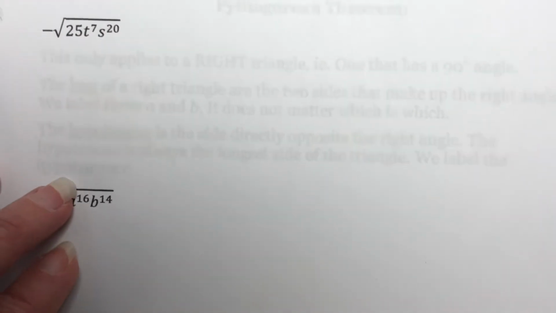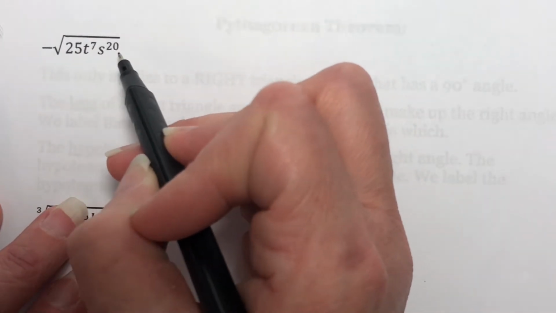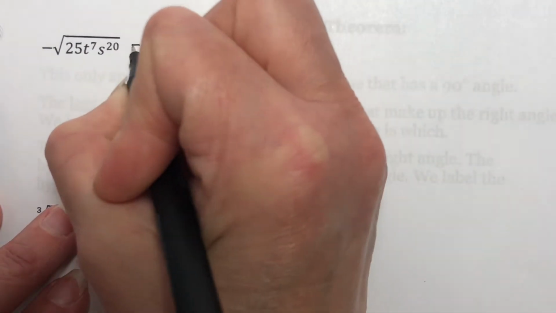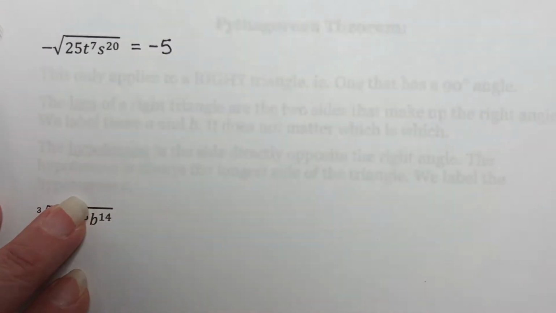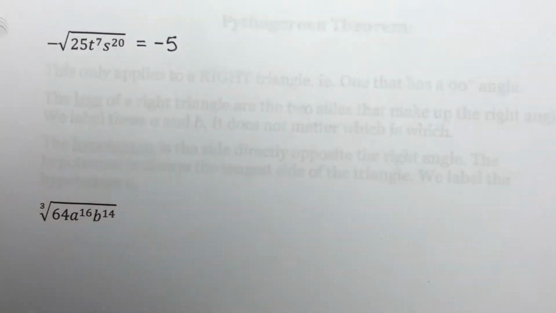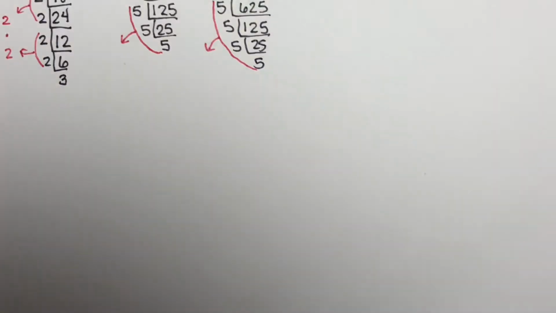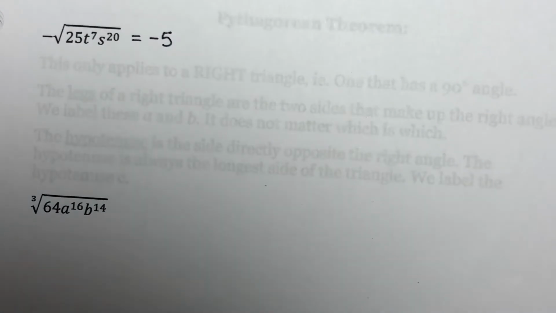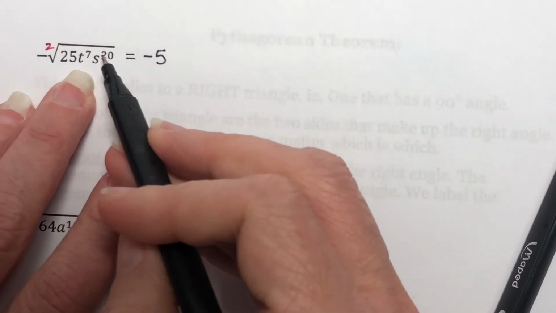Okay, so let's do negative square root of 25, t to the 7th, s to the 20th. There's a negative on the outside, which is always allowed, so we've got that negative. 25 is a perfect square. The square root of 25 is 5, so I don't have to worry about doing a prime factorization there unless I just want to. And if I just wanted to, I could reuse either of these right here and have 5 times 5, have a pair of 5s, so it would move up to the outside. Okay, so the square root of t to the 7th.